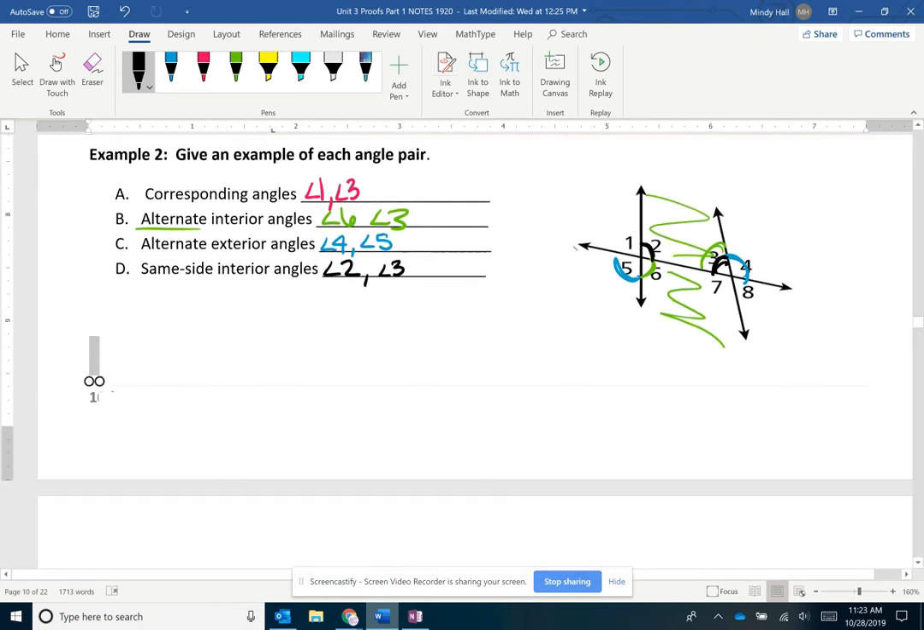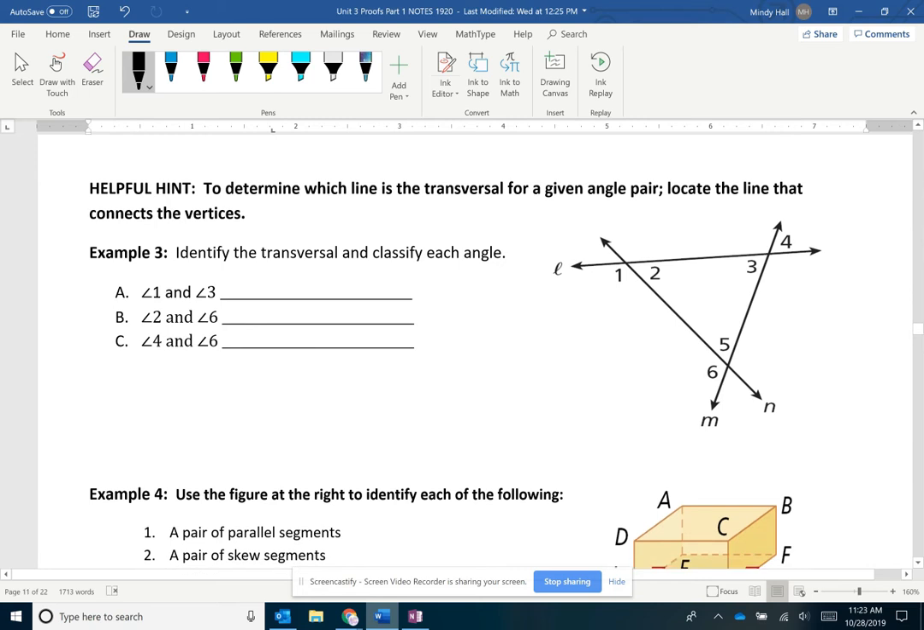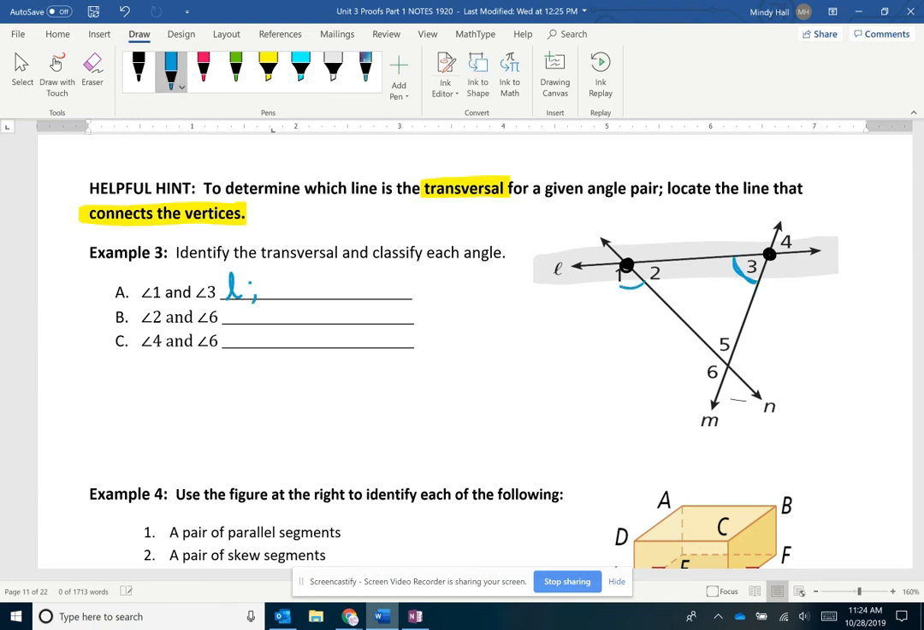Okay. So when we are looking at something like this, just keep in mind that your transversal connects your vertices together for your angles. If I'm looking at angle 1 and angle 3, my transversal is going to be line L. And if line L is my transversal, these angles would be corresponding because they are on the same side of the transversal and on the same side of their lines.